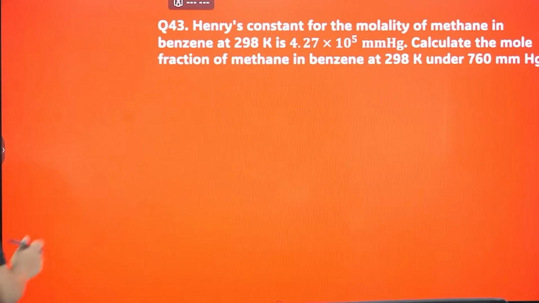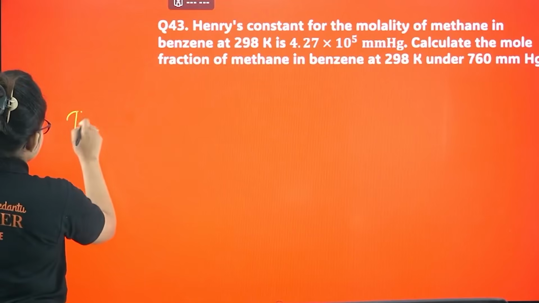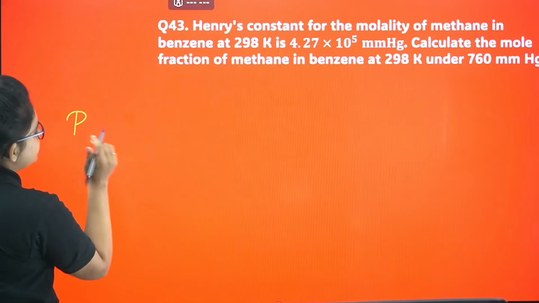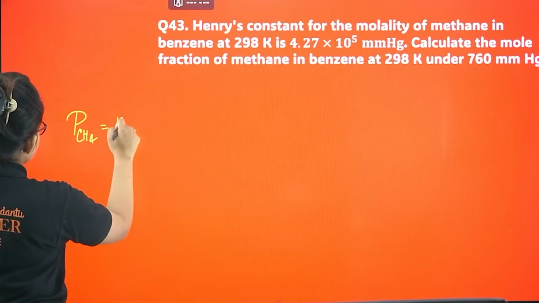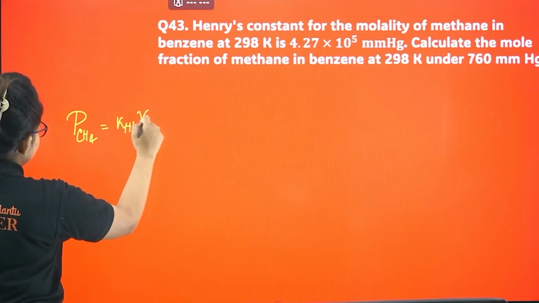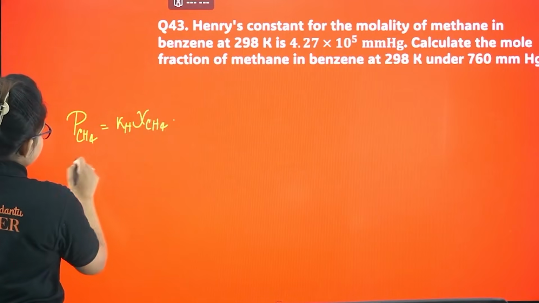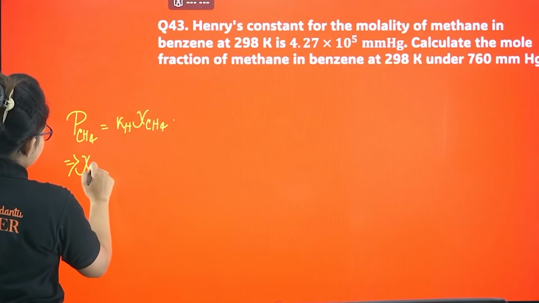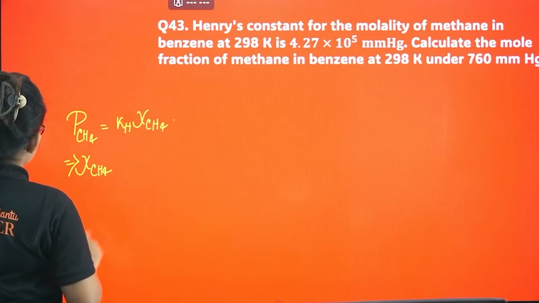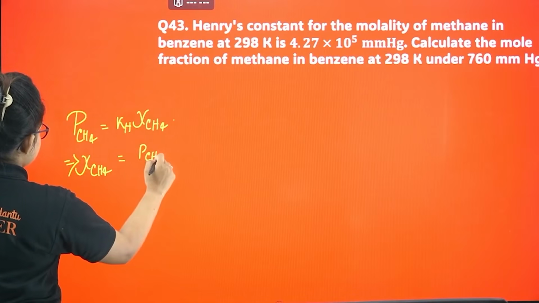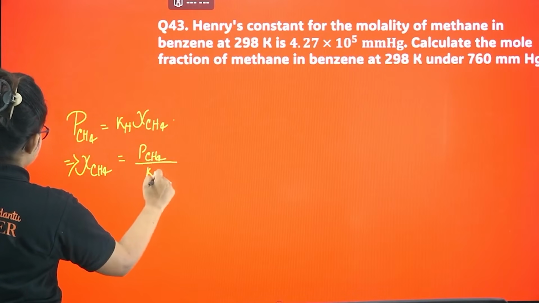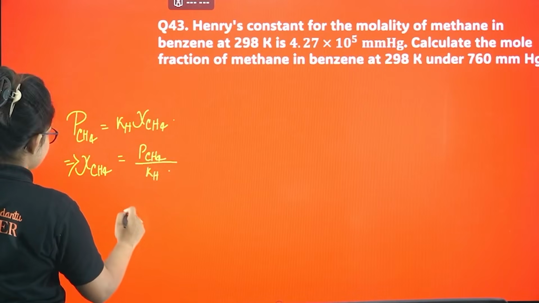Okay, so let's proceed with the problem. Partial pressure of CH4 is basically equal to KH into the mole fraction of CH4. The mole fraction of CH4 is something that we have to calculate, right? So that is basically equal to the pressure of CH4 divided by KH. Now simply put in the values.